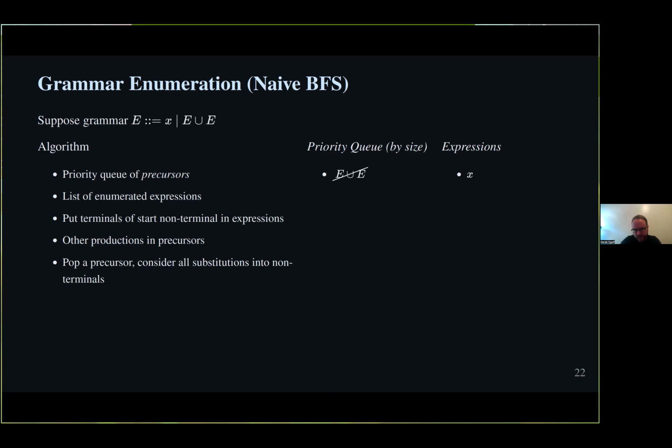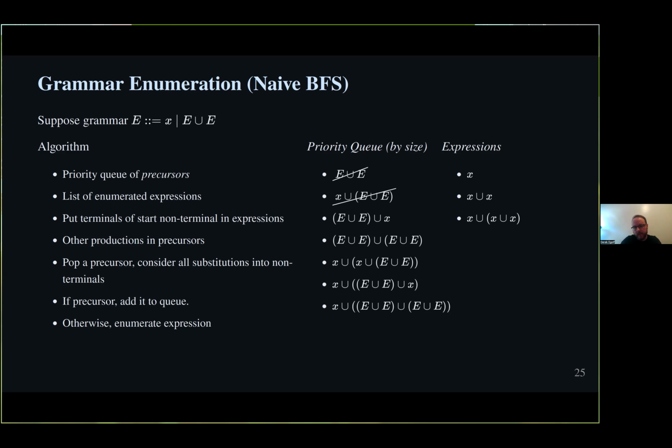Now we're going to pop the precursor, and then we're going to consider all the possible substitutions into the non-terminals appearing in that precursor. If the substitution results in a precursor, we'll add that to the queue. Otherwise, we'll enumerate the expressions that we find. And then the idea is that we just keep doing this in order to enumerate the expressions in the grammar.